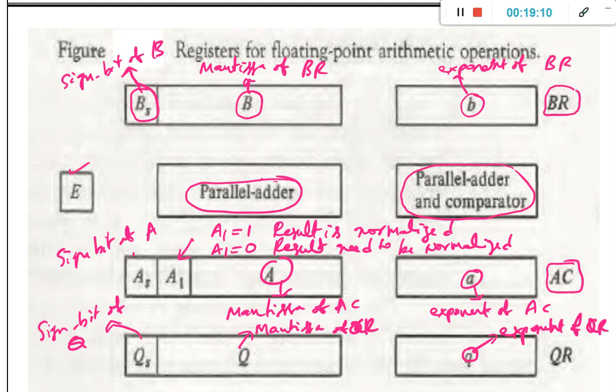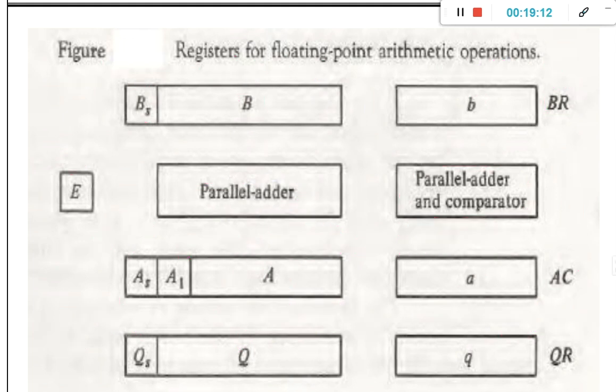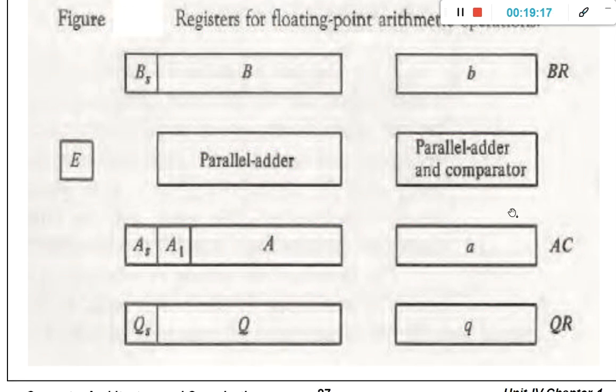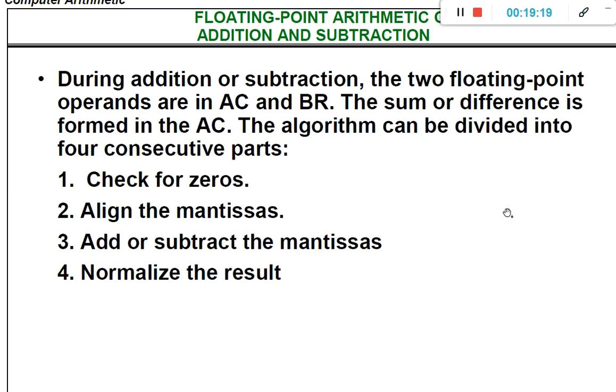Now it is time to see how the addition and subtraction as well as multiplication and division operations are carried out using the floating point numbers. So first of all, let us see the flowchart for addition as well as subtraction. So during the addition or subtraction, the two floating point operands are in AC register and BR register. So we have seen how we have bifurcated the AC as well as BR. The sum or difference is formed in AC, the final result.